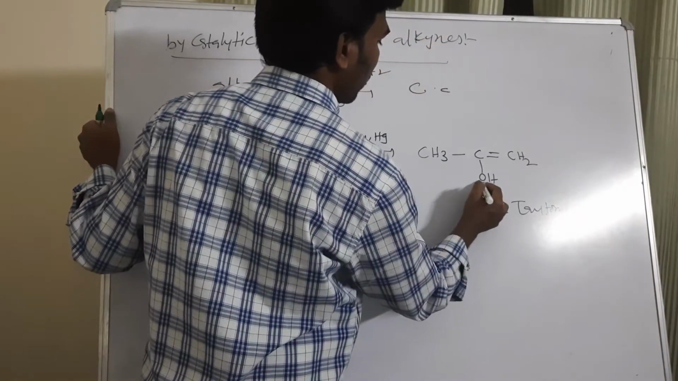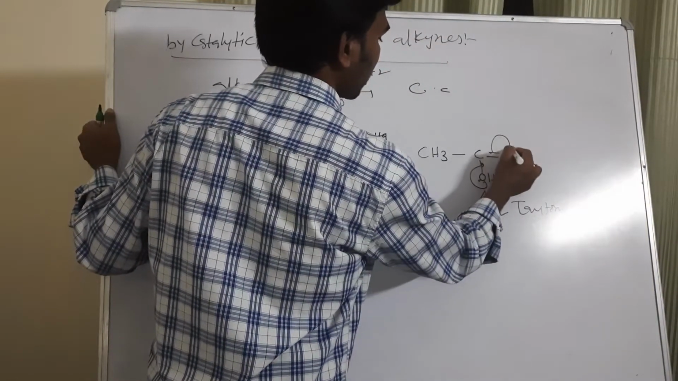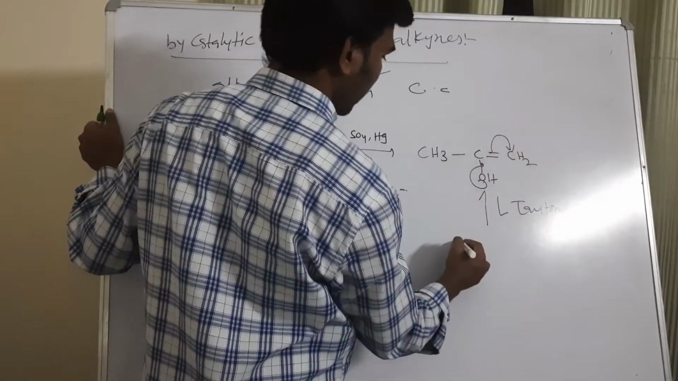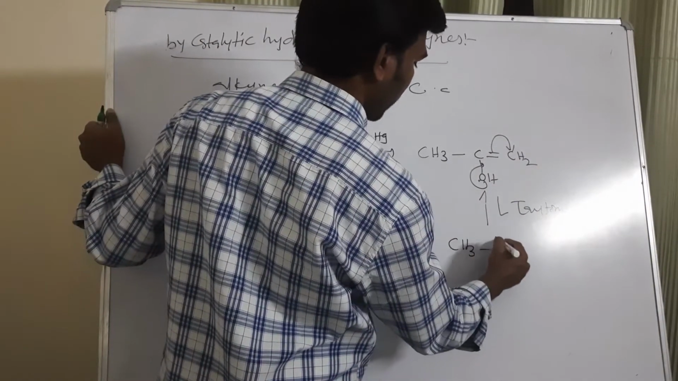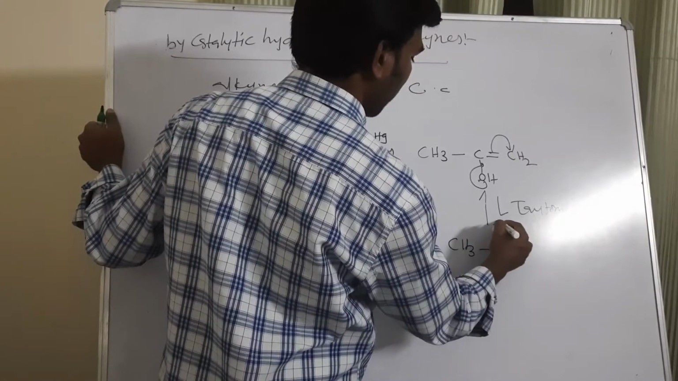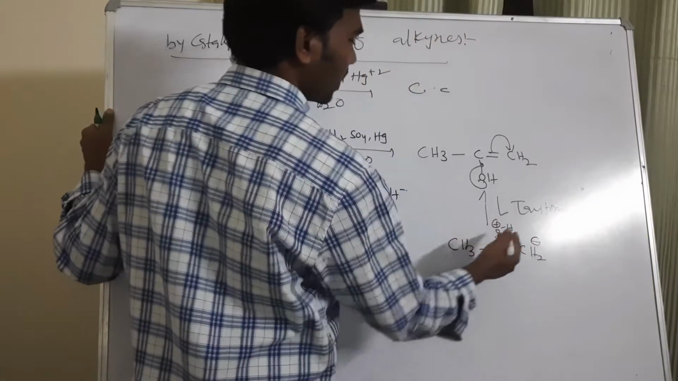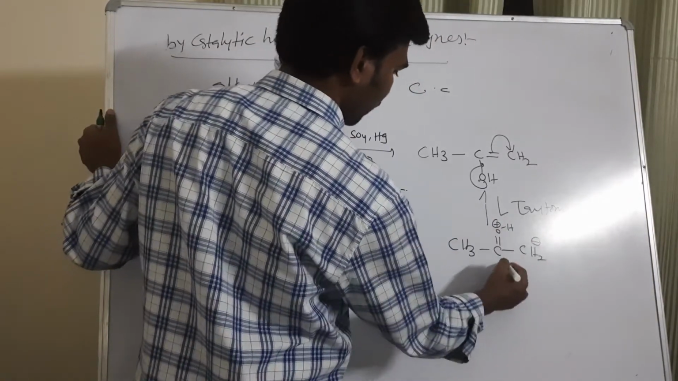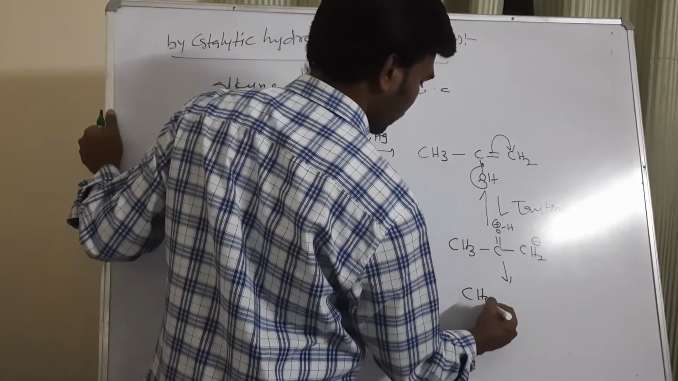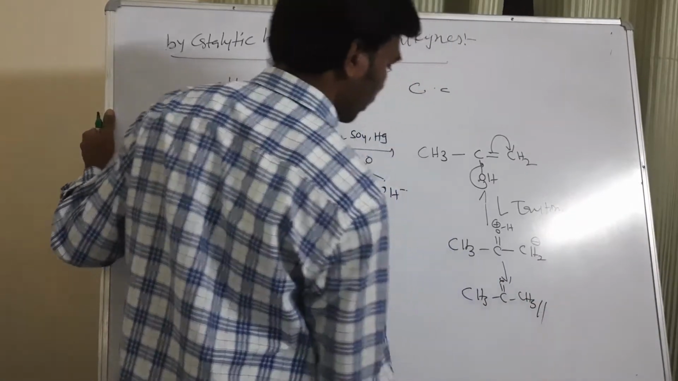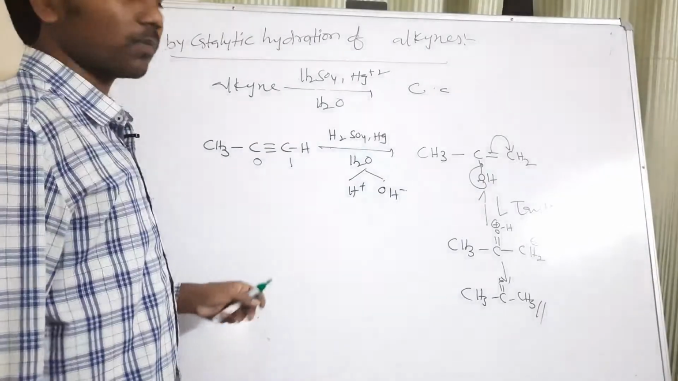So this bond will shift here and this will shift like this. This electron will shift here, this bond will shift here, then CH3, C double bond OH plus we will get, and CH2 minus we will get. After that this hydrogen will shift here. So then the final product is CH3, C double bond O, CH3. So this is about tautomerism.